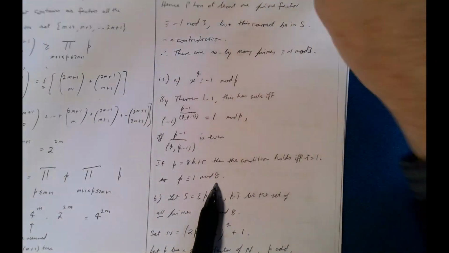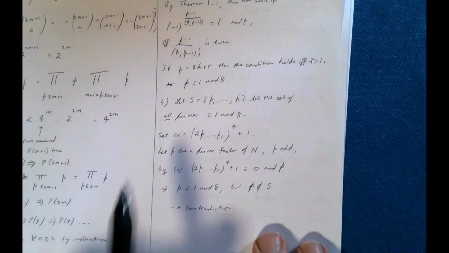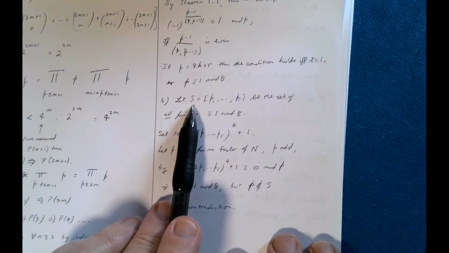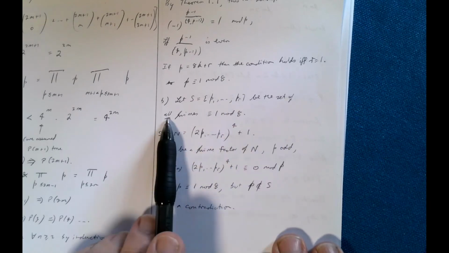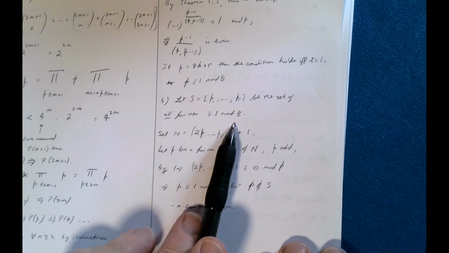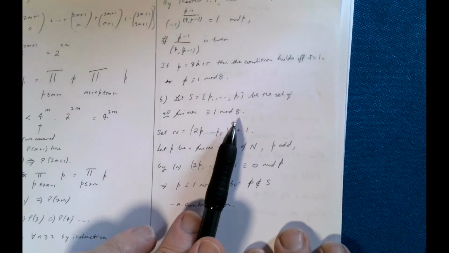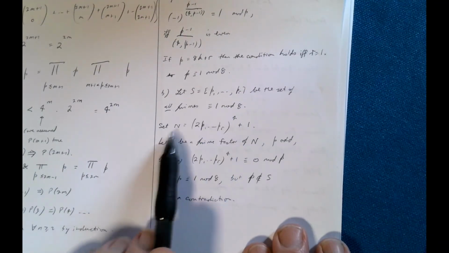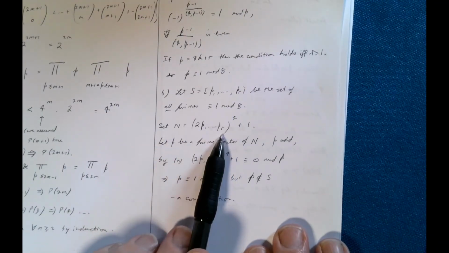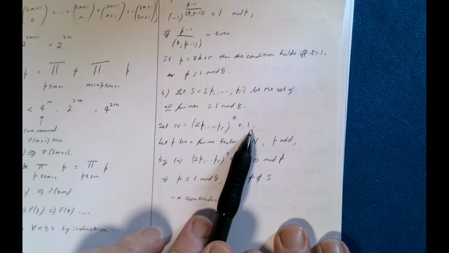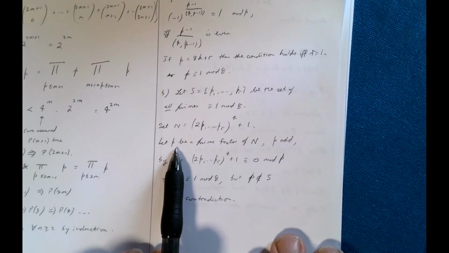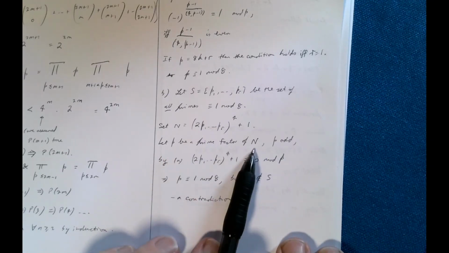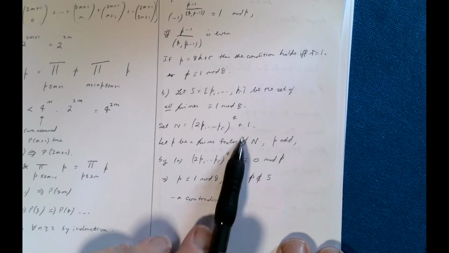Now for part B, to prove there are infinitely many primes congruent to 1 mod 8, we again assume the contrary, so let S be P1 up to PR be the set of all primes congruent to plus 1 mod 8. There are no others, according to the assumption. We put capital N to be twice the product of all of these to the fourth plus 1. Now we let P be a prime factor of N. Now P has to be odd, obviously, because this number is odd.